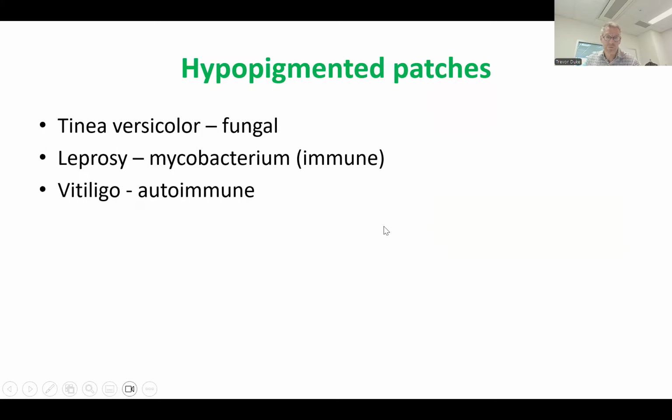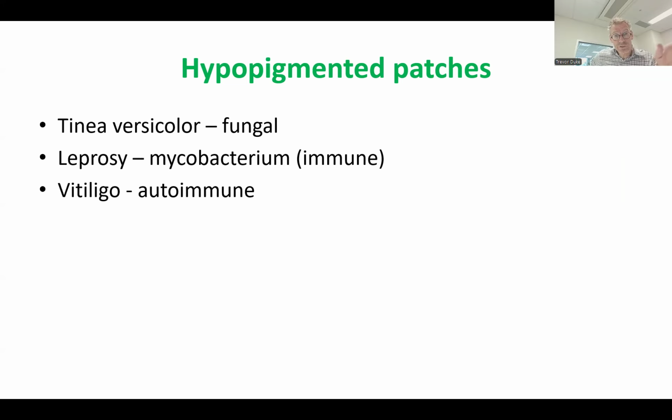I wanted to move on from erythematous rashes to hypopigmented patches. And remember we said that this is very common. You'll have seen lots of children, I think children and adolescents particularly, with hypopigmented patches. And it can be due to conditions that are quite benign and conditions that are quite serious. And I just want to highlight three causes of hypopigmented patches. There are some more, but particularly these three.